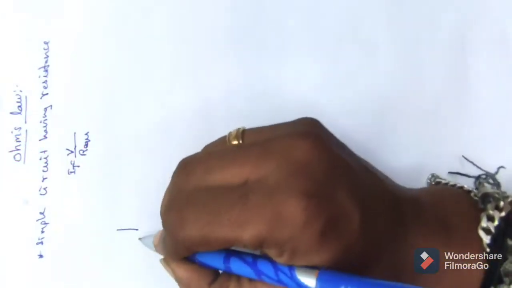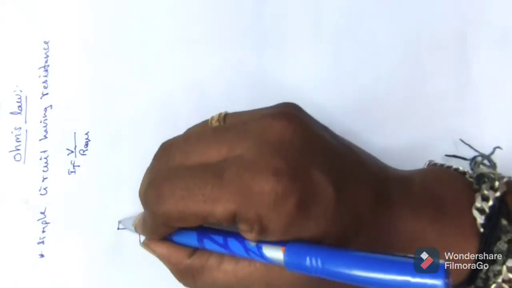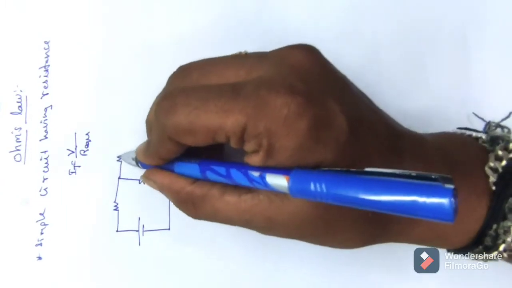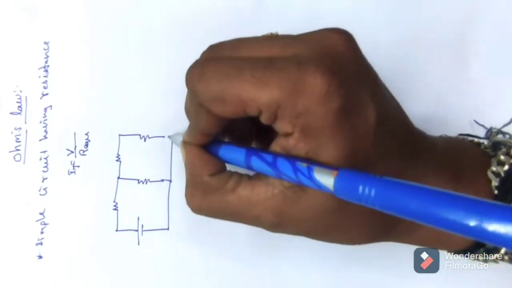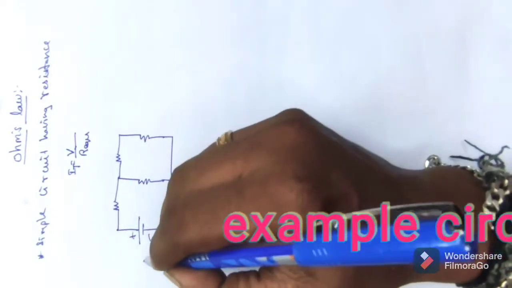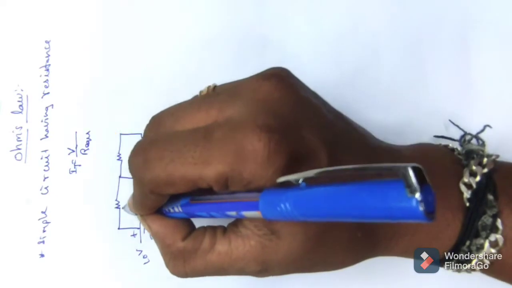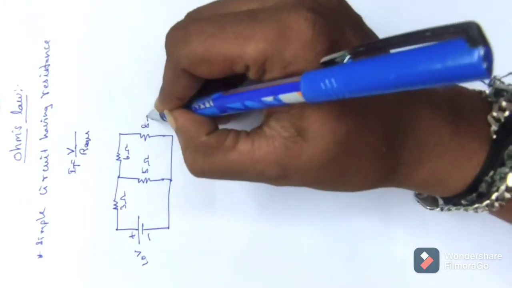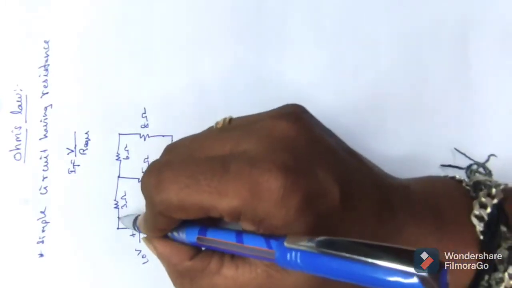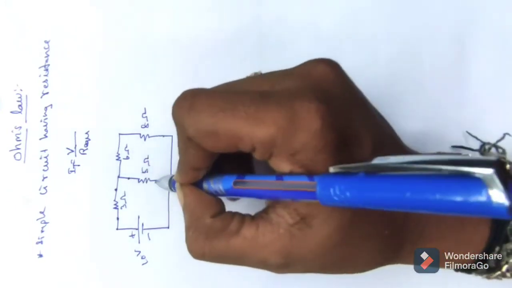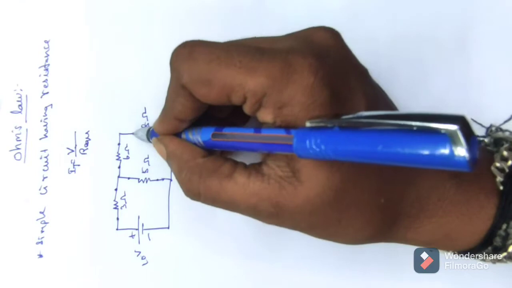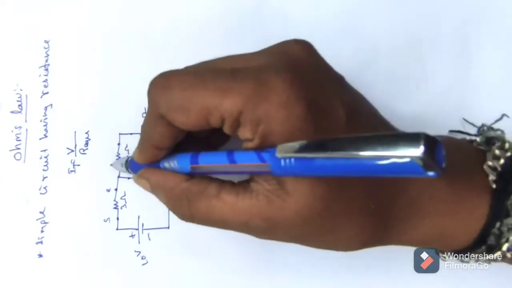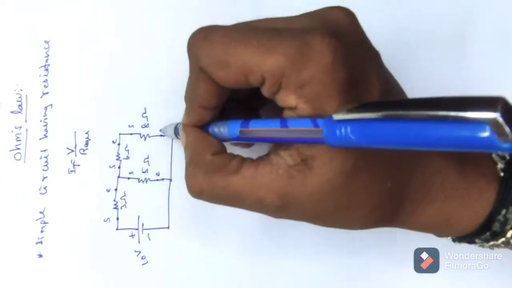Now I am choosing a very simple circuit which has two loops. For this kind of circuit, we are going to apply Ohm's law and determine the total current. As an example, I am taking this as 10 volt. This is 3 ohm, 6 ohm, 5 ohm and 8 ohm. Based on my logic, I have to take the two terminals of each resistance and name them as starting end and ending end, for each resistance.